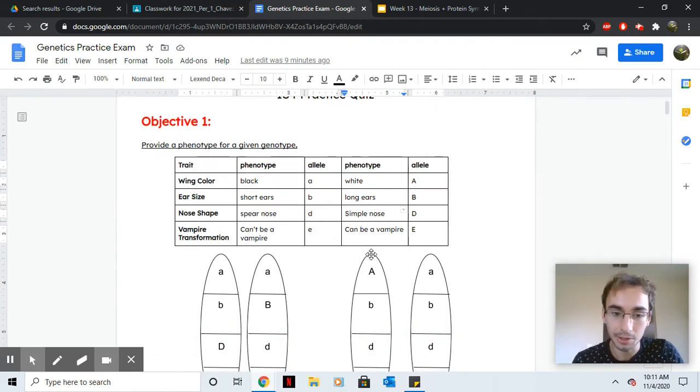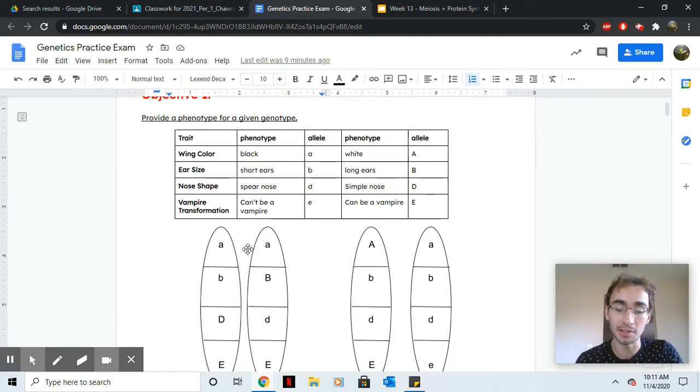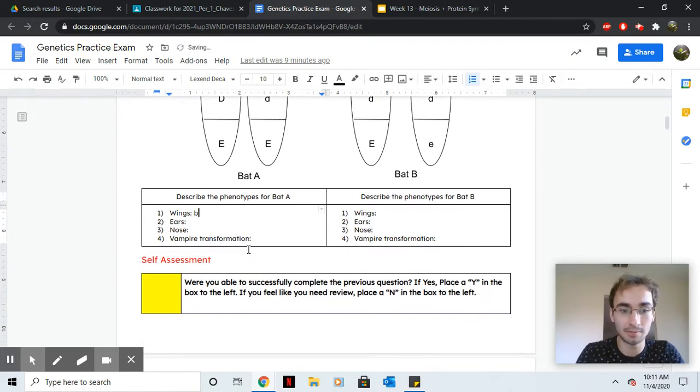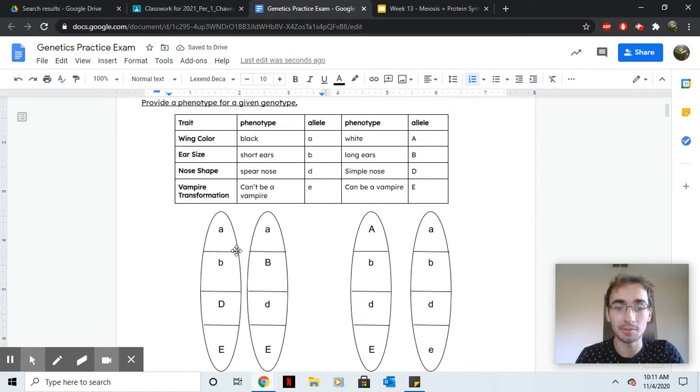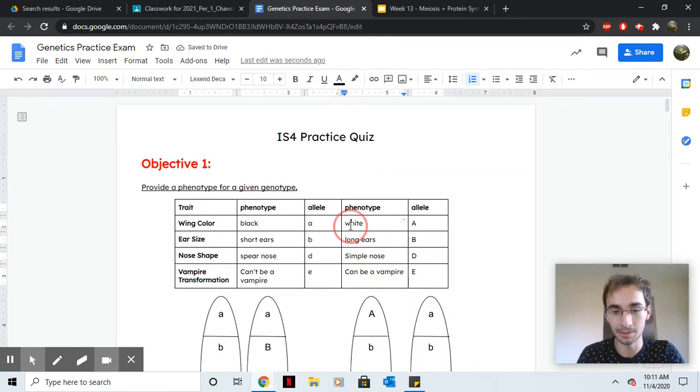So how you do it, here are the chromosomes for bat A. And then you'll describe the phenotypes in this box. Bat A has 2 recessive alleles, so it will have black wings. The ears, it has a capital B, so we'll have the dominant trait. So this bat will have long ears. And it has a capital D, and it has a capital E. So it'll have long ears, a simple nose, and the bat can be a vampire. And then vampire transformation, yes. I did make this around Halloween, so I wanted to make it a little fun.